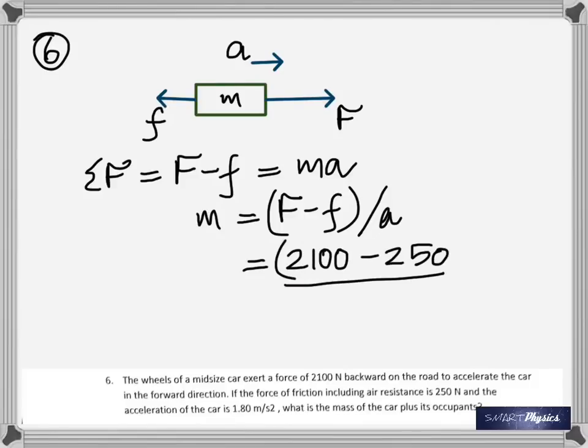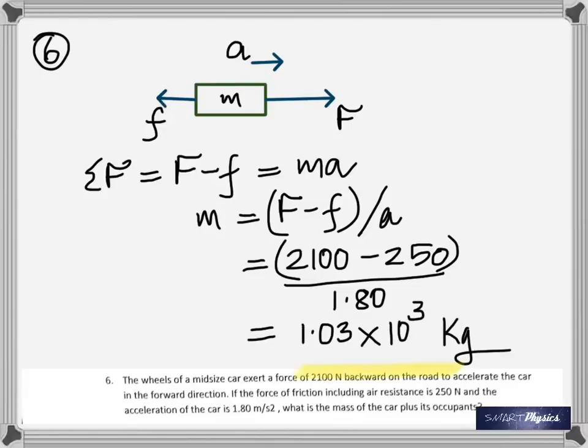2100 take away 250 divided by 1.80, and the mass is, looking at significant figures, there are only 3 in this number, correct? That's why the final answer is 1.03 times 10 to the 3 kilograms, which is an easy question, and if I ask this on the exam and you don't do it, I'll go crazy.